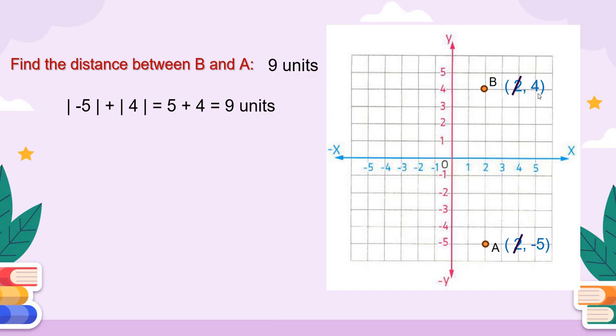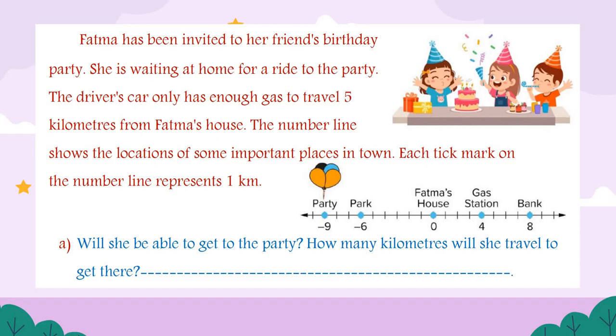And what shall we do here? I have 4 and -5. One of them is positive and the other one is negative. So we will add. Why? Because they are on opposite sides of the coordinate. So it will be what? It will be 9.